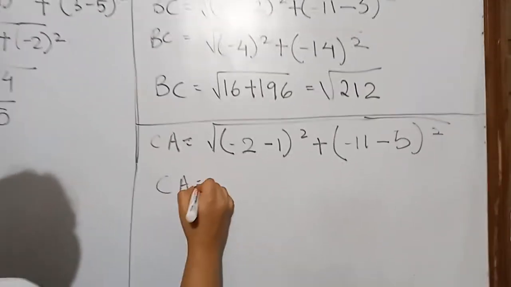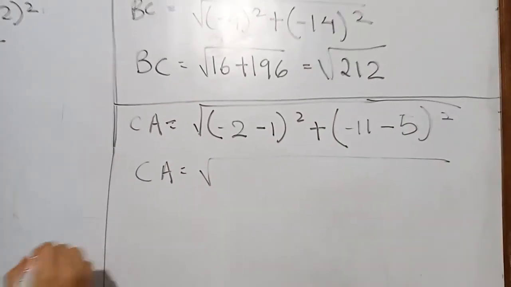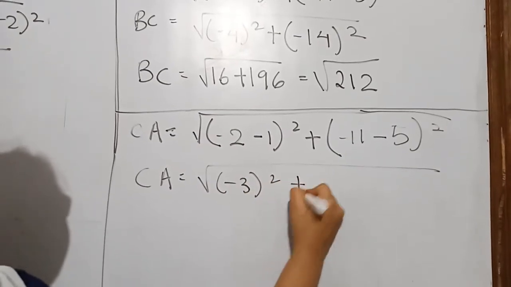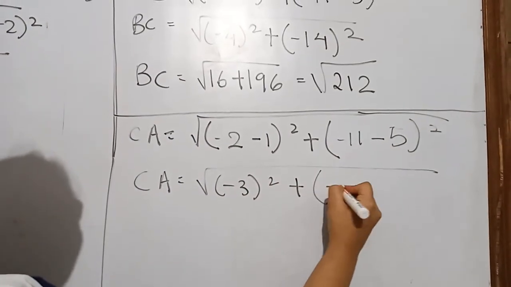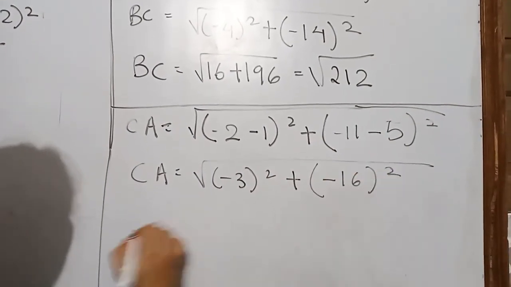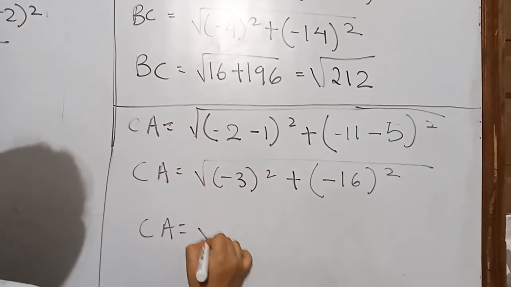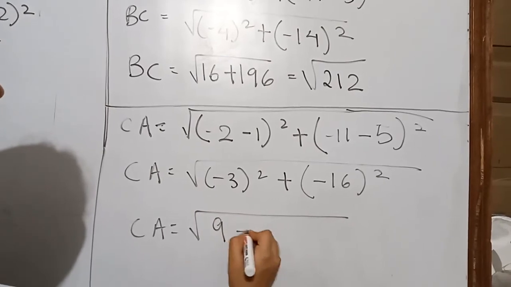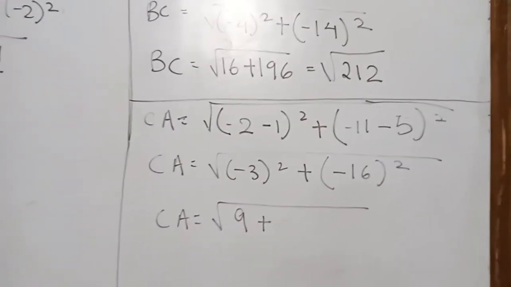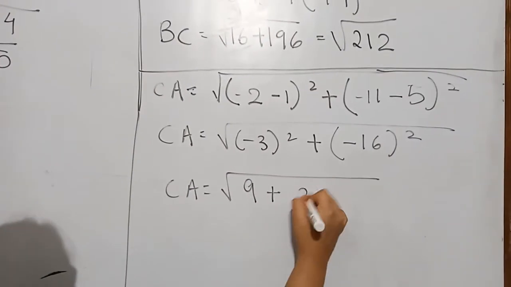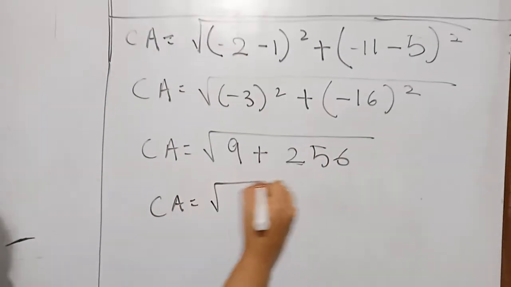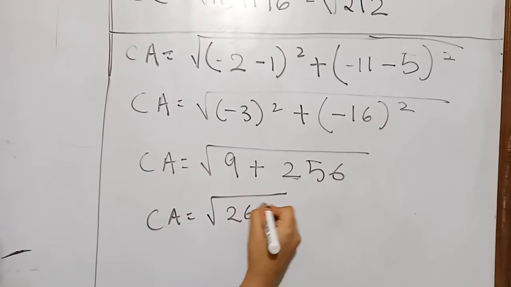So CA is equal to the whole under root of (minus 2 minus 1, which is minus 3) whole square plus (minus 11 minus 5, which is minus 16) whole square. CA is equal to the whole under root of 9 plus 16 into 16, 256. CA is equal to the whole under root of 265.